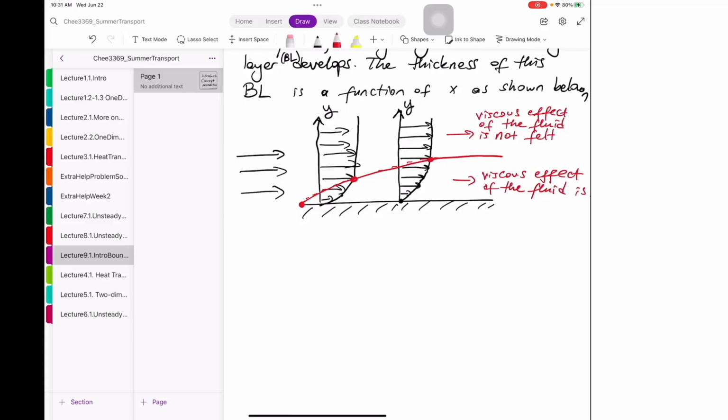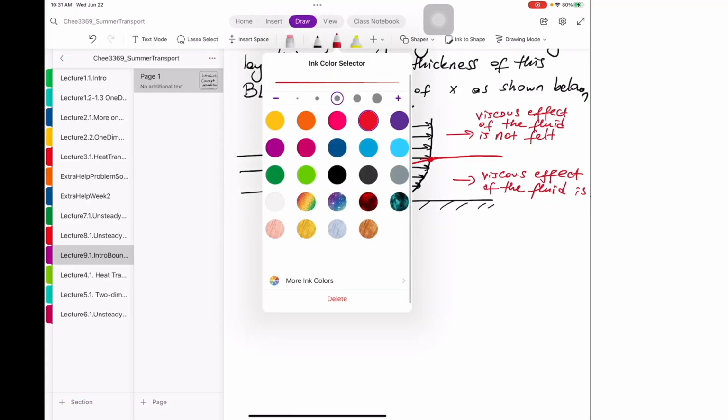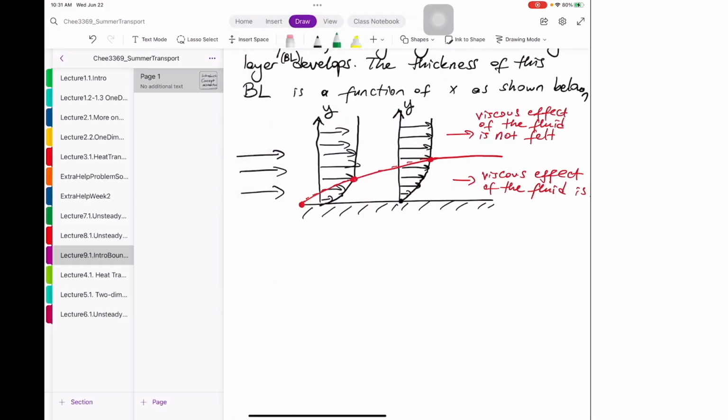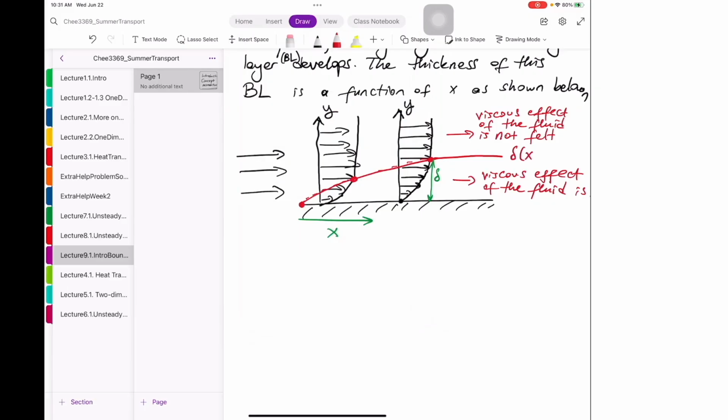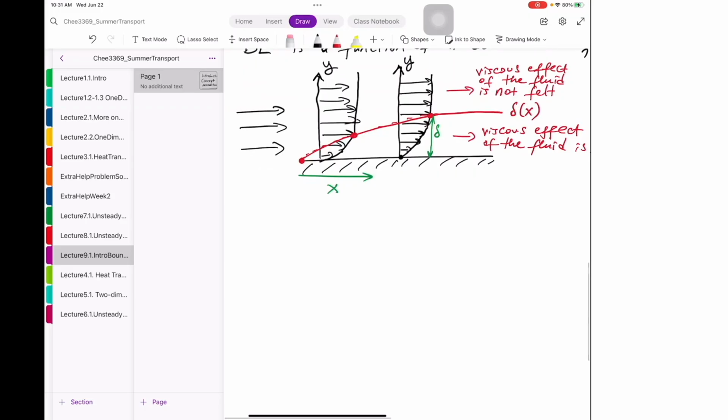Okay, and this thickness is called the boundary layer thickness, and it's a function of x. If you think of this as your x direction, then the red curve corresponds to delta x. Okay, it's a function of x. And just no need to mention, but just for the sake of completeness, this point touching the surface, at that point we have the no slip boundary condition.